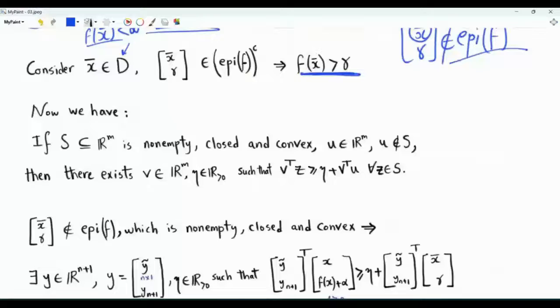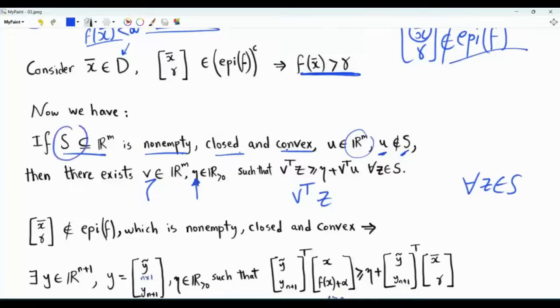We have a separation theorem from the previous page that if there is a subset S of Rm, non-empty, closed, and convex, and there is a point u in Rm that is not in S, then there exists a non-zero vector V and a positive real number eta, such that V transpose Z is greater than or equal to eta plus V transpose U, and this statement is true for every Z in this non-empty closed convex set S.